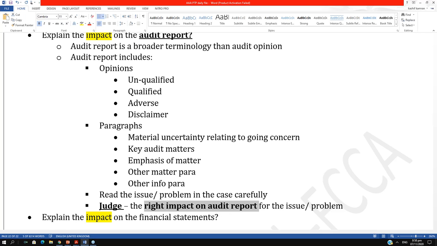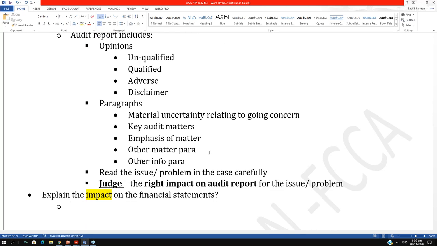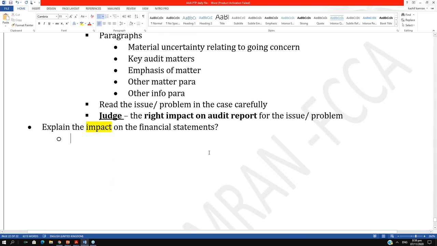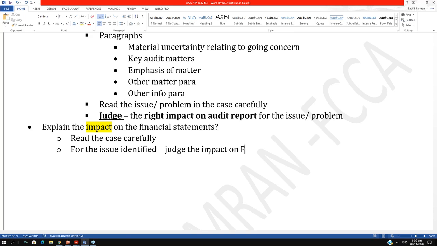Okay, the last thing, impact on the financial statements. Is the examiner asking for the impact on opinion? Is the examiner asking for the impact on report? No, the examiner is asking for the impact on the financial statements. So read the case carefully, and for the issue identified, judge the impact on financial statements. What is the impact on the financial statements? The financial statements are understated, or overstated, or materially misstated. Just like a risk question.